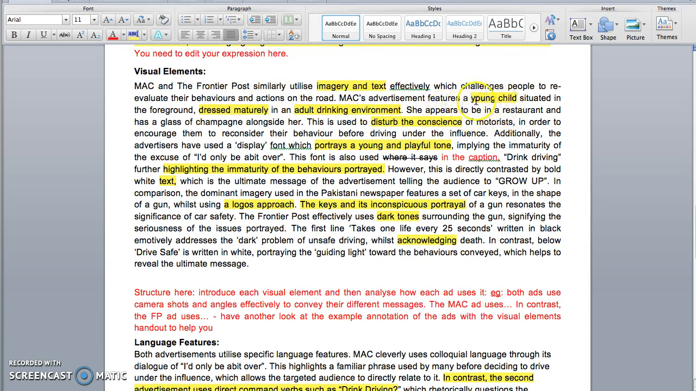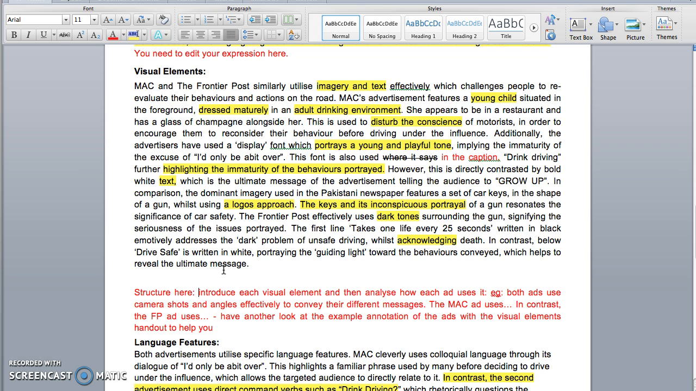Good. Now, with this whole paragraph I've written down here, you need to just look at your structure. Introduce each visual element as your topic sentence, and then analyze how each ad is using it, or each creative director or copywriter is using it. So, for example, both ads use camera shots and angles. So that's your technique, effectively to convey their different messages. Okay, the Mac ad uses blah, blah, blah. In contrast, the Frontier Post ad uses blah, blah, blah.